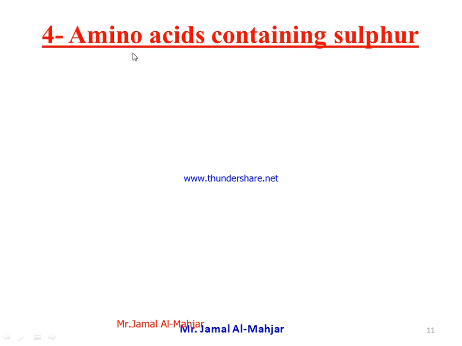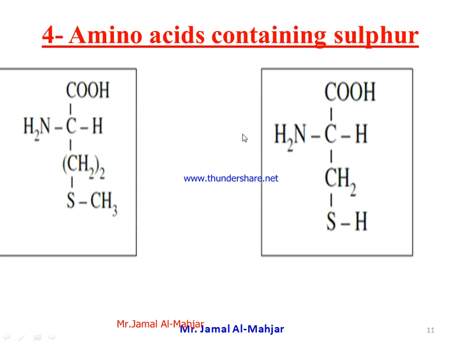The fourth type, amino acids containing sulfur. What are the differences between them? Where is the sulfur? This is the sulfur. This sulfur attached to the CH3 between two carbon atoms, we call it sulfide. If it joins with H, we call it thiol group. This is thiol group and this is sulfide group.